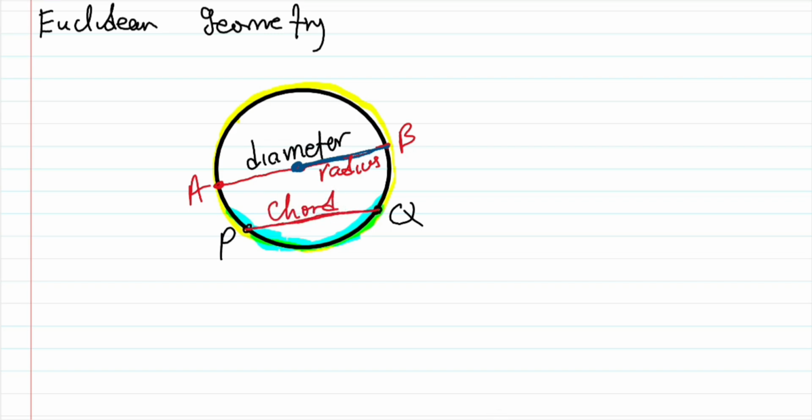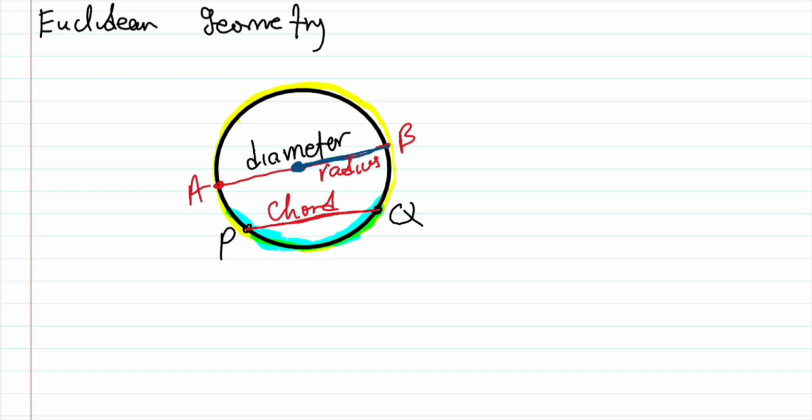So the difference between a diameter and a chord is that a diameter passes through the center, but a chord does not pass through the center. That's the difference, because both of them are joining 2 points on the circumference, but the one passes through the center and the other one does not. So these are some of the parts of the circle that you should be familiar with.